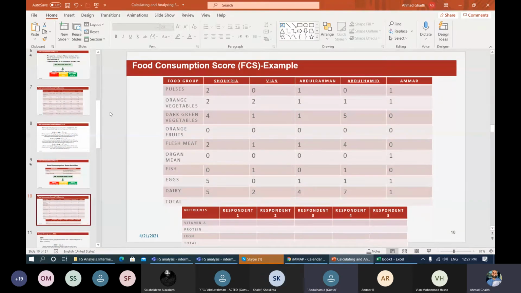Saleh asked about the quantity. So it's basically the same rule that we would have for food consumption score. There should be a sufficient quantity eaten for eggs, for example. They shouldn't just be eating one egg that was on.